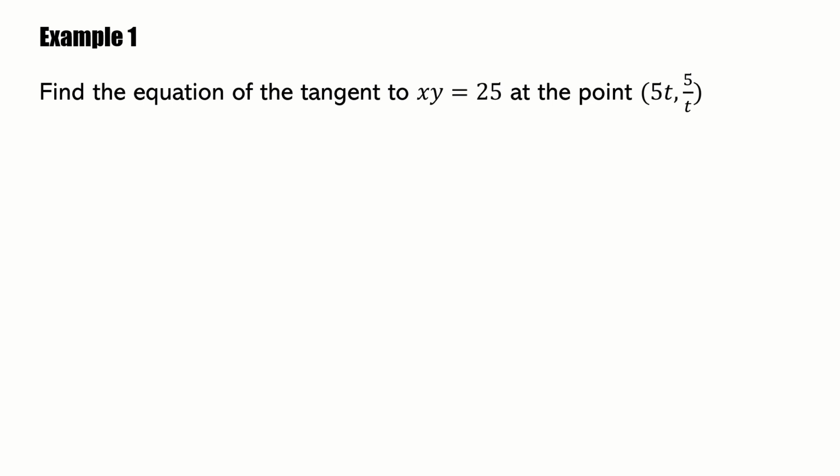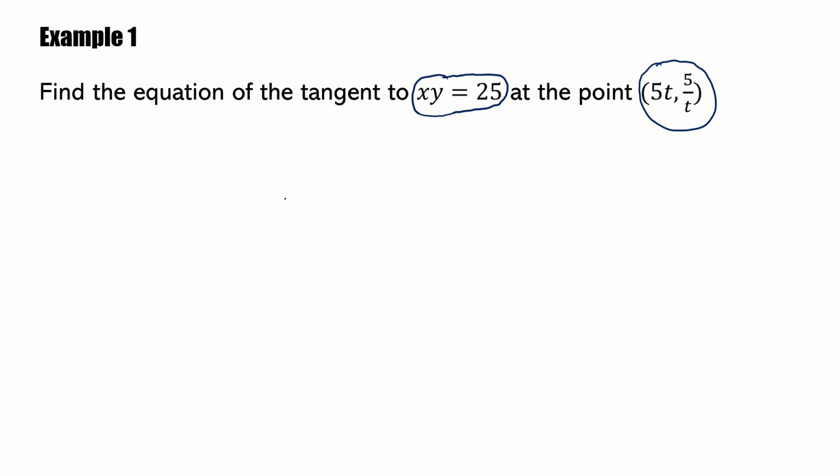We want to find the equation of the tangent to the curve xy equals 25, which hopefully you'll recognize is a rectangular hyperbola. And we're finding the tangent to the curve at the point (5t, 5/t). So worth pointing out, that is just coordinates. It looks scary, but they are just coordinates. So ultimately, it is just the same idea of what you come across before.